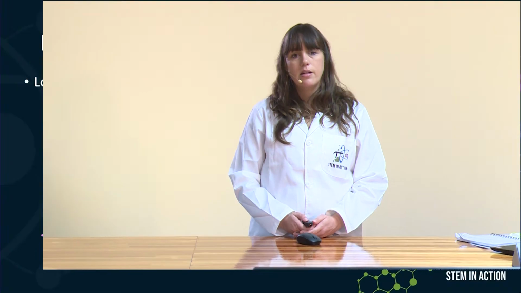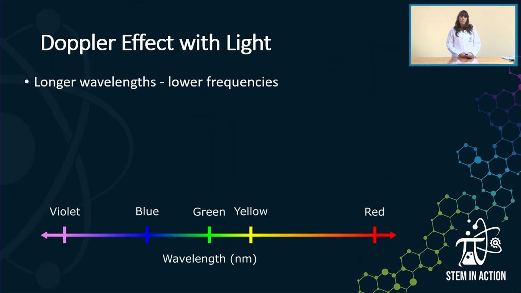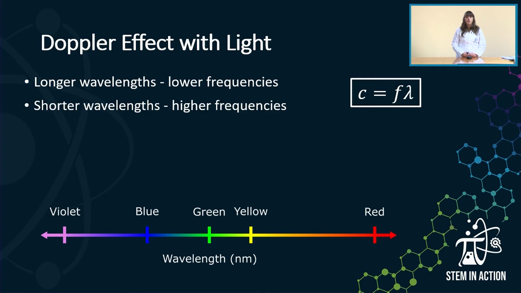So let's have a look at the Doppler effect with light. We need to first remember that a longer wavelength means that it has a lower frequency. Remember that when we're dealing with light, we also have the formula c equals frequency times lambda. And so if our lambda, our wavelength, is longer, meaning it's bigger, then our frequency needs to be lower because c is a constant. And on the other hand, if we have a shorter wavelength, we need to therefore have a higher frequency. So they go hand in hand.